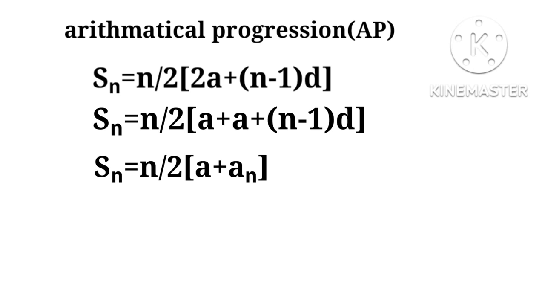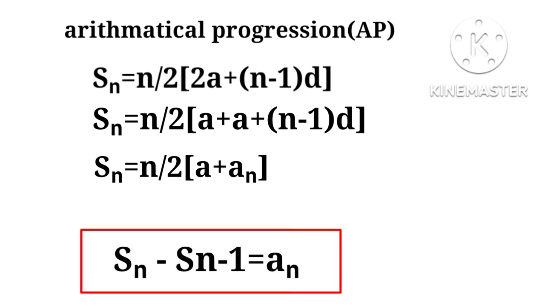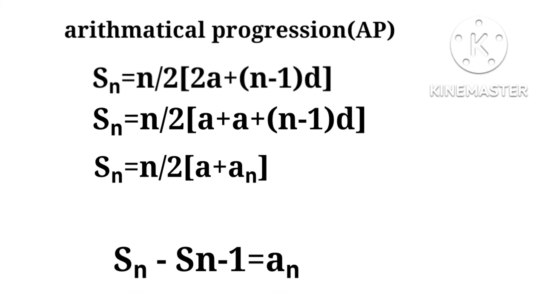When the sum of n terms is given, we can find the nth term an by the following formula: Sn minus Sn minus 1 equals an.